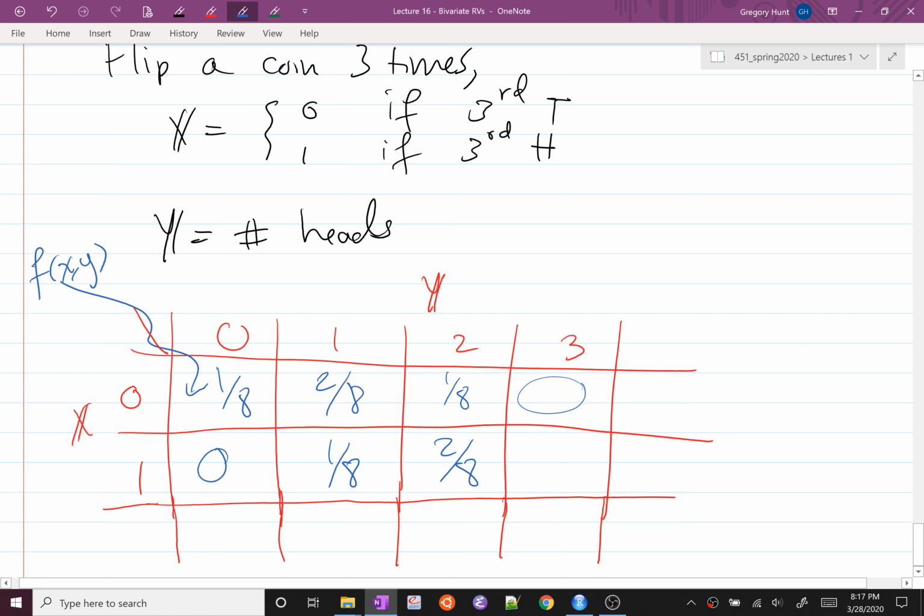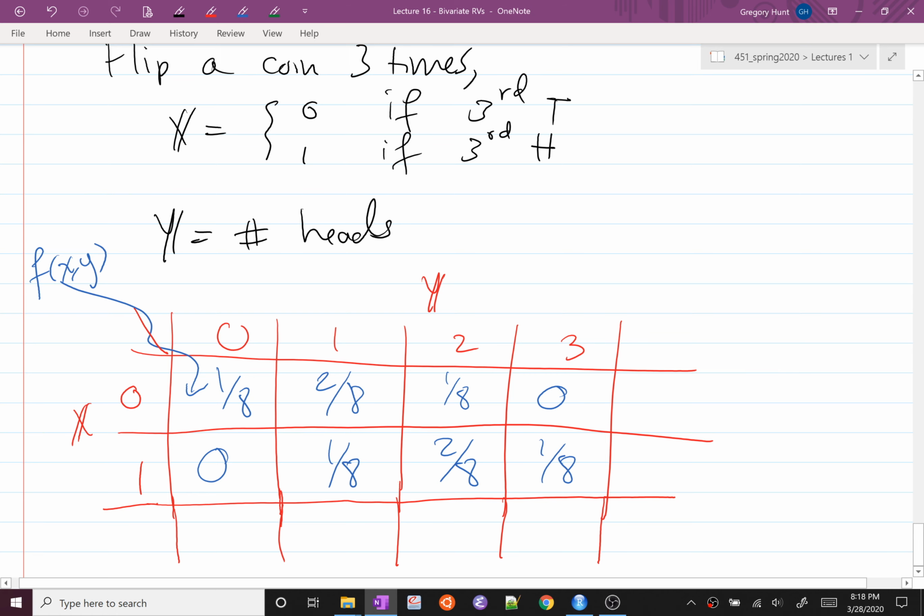In this box, we have y is 3, so we get 3 heads, and the third one is tails. Not possible. 0 probability. You can't have the third one be tails but have 3 heads. And the last box here, finally, y is 3 again. So we get 3 heads, and the last one's a heads. Well, that can happen, heads, heads, heads.